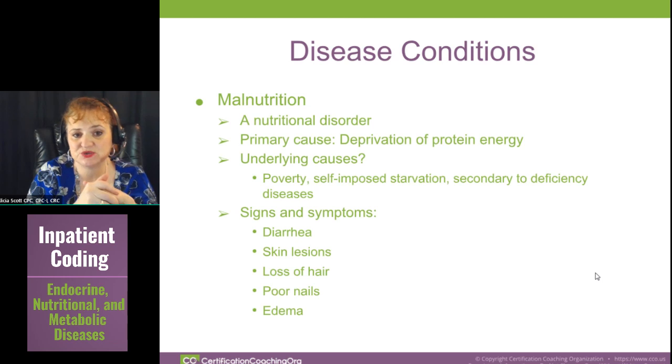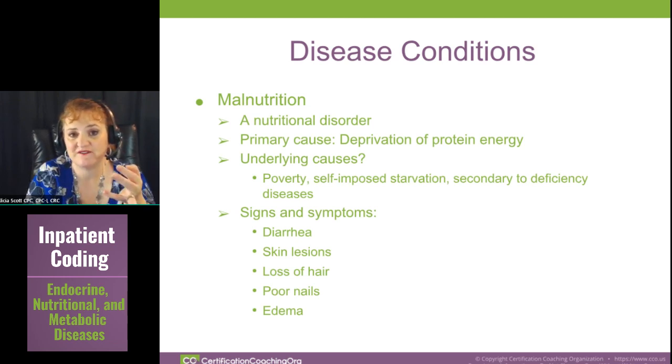This is a nutritional disorder. I think it's a lot of times overlooked, and you forget that you have codes for this. What ultimately is the primary cause? Well, we have deprivation of protein energy, which can be caused by several things. Poverty, self-imposed starvation. So you've got anorexia or anorexia nervosa, bulimia. You could have secondary deficiency diseases. Maybe we have a type of cancer in the gastrointestinal tract that is causing malnutrition.